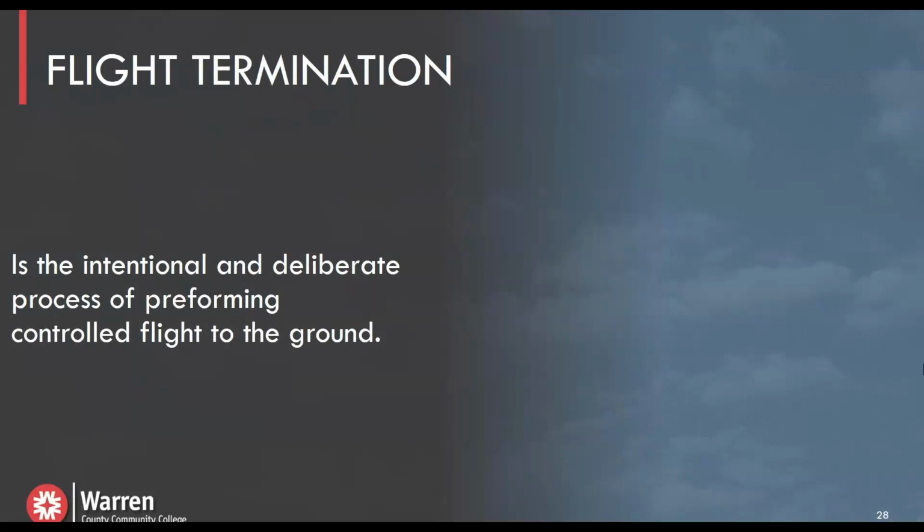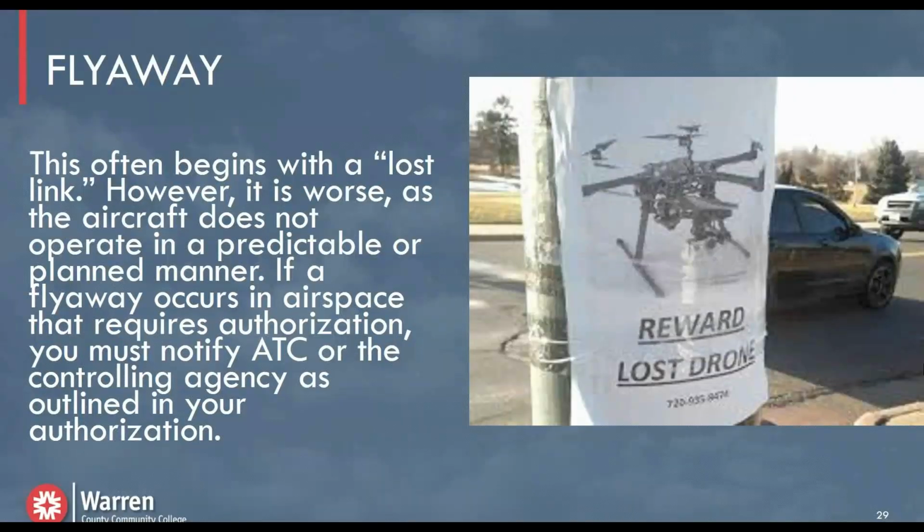A flight termination is an intentional and deliberate process of performing a controlled flight to the ground. And you can do this at any place. You don't always have to land where you took off. So that's an important thing to keep in mind. You do not always have to land where you took off. Land where it's going to be safest.